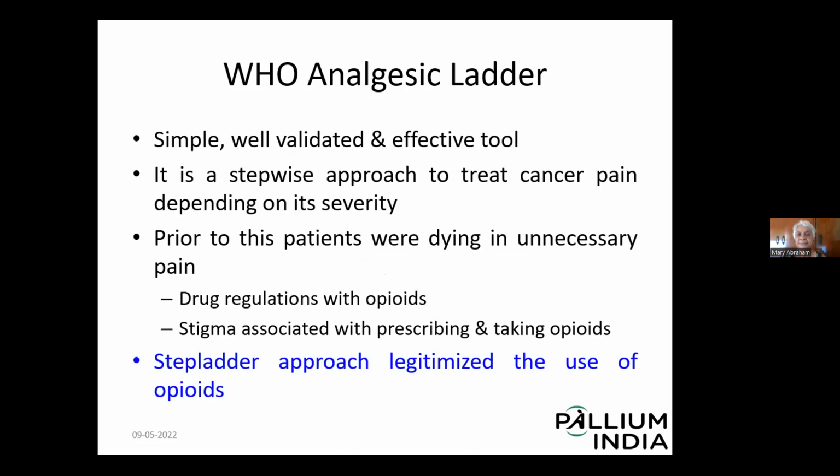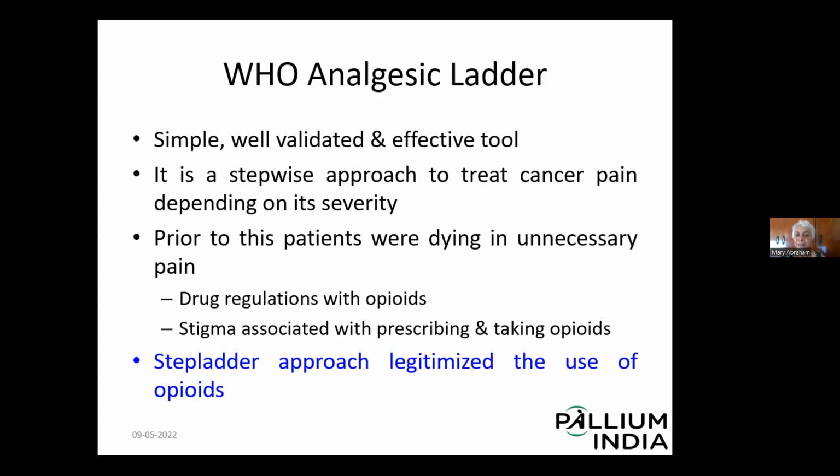So what is this ladder? It is a simple, well-validated, and very effective tool in the management of pain. Be it cancer pain, be it acute pain, and even in chronic pain, you can apply that also. So it is a very stepwise approach. Before the ladder, that is before the 80s, people were dying in unnecessary pain for 2 reasons. First of all, there was a lot of drug regulation associated with the use of opioids.